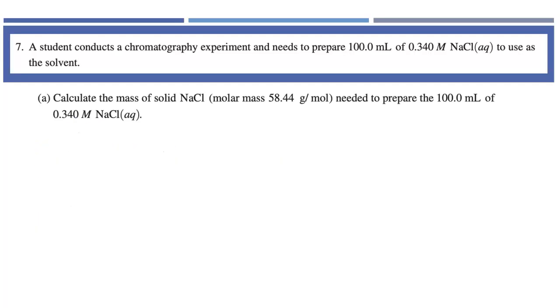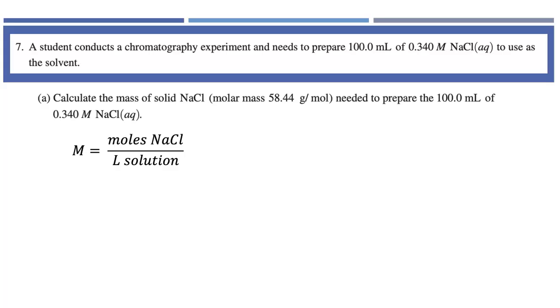A student conducts a chromatography experiment and needs to prepare 100.0 milliliters of a 0.340 molar sodium chloride solution to use as the solvent. The first thing we're asked to do: calculate the mass of solid sodium chloride. Oh, and look, we're given the molar mass. We need to prepare 100.0 milliliters of the 0.340 molar solution. So thinking about the molarity formula is really where we want to start: moles of solute over the total solution volume in liters.